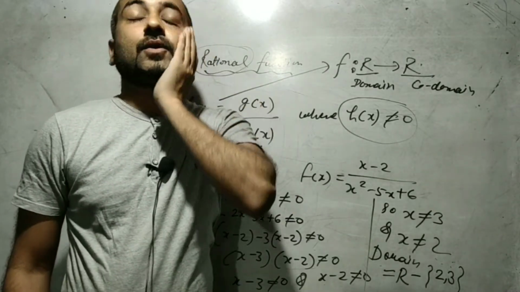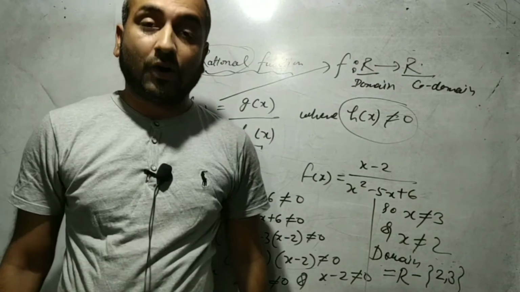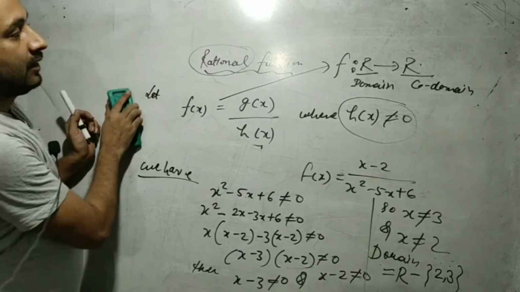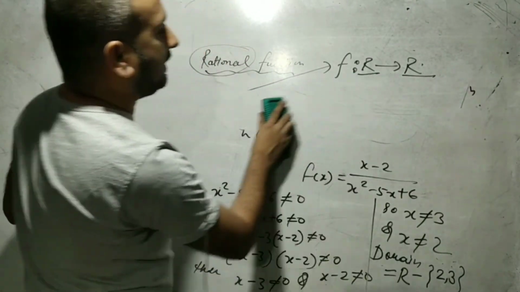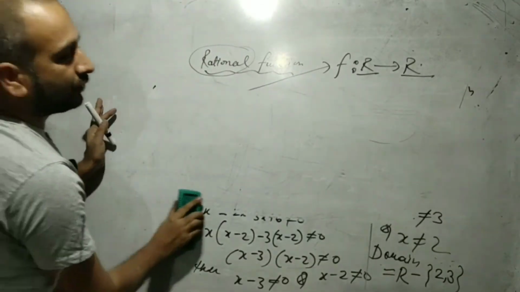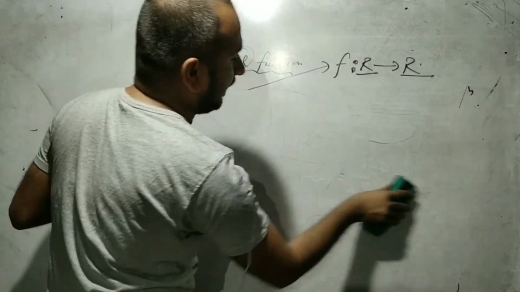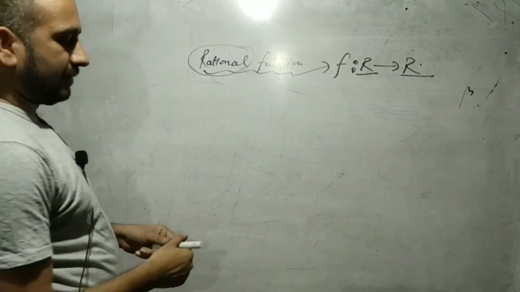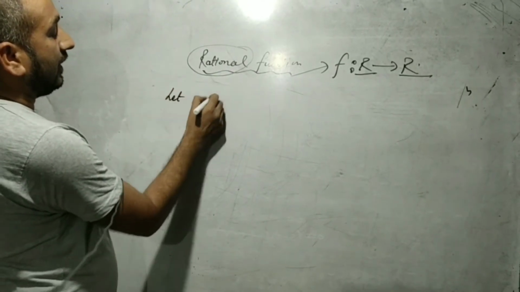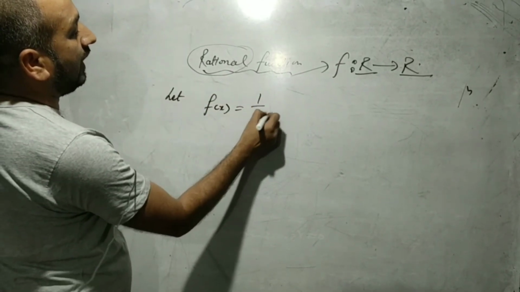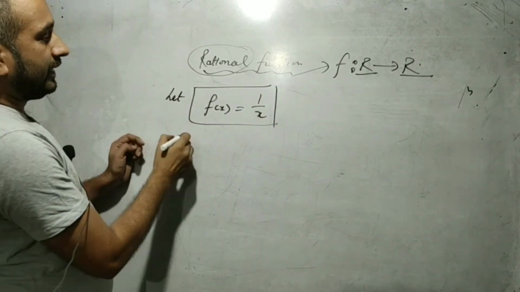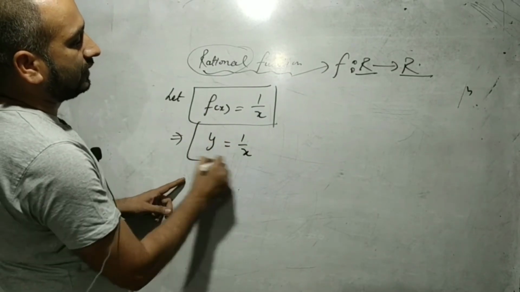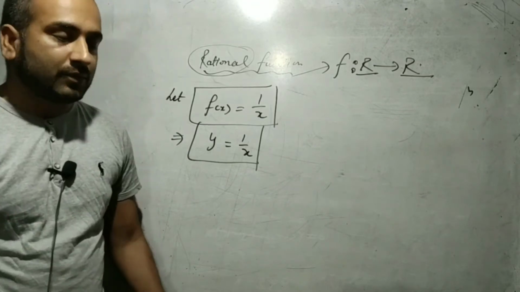But students, I also have to draw the graph of this function. So how I will draw the graph, you can see now. By this we can also find the domain and range. So now students, I have taken a function, let f(x) is equal to 1 upon x. Or we can write it in Cartesian terms: y is equal to 1 upon x. Now I have to draw the graph of this function.